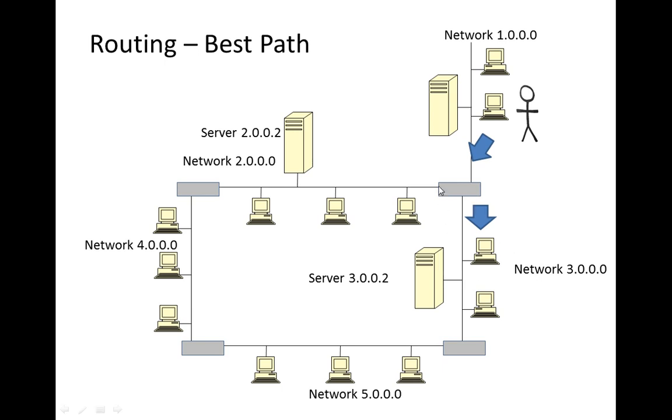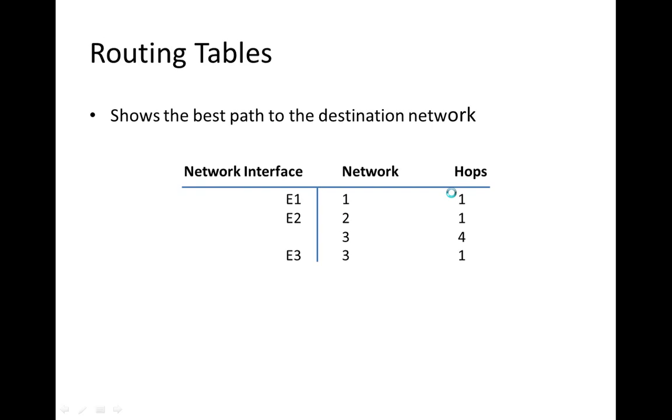Now, the packet could have been forwarded the long way around. So you can see there are two ways that this packet can get to network 3, the short path and the long path. The purpose of the router, if there are multiple paths, is to find the best path. And the best path is based upon hops.